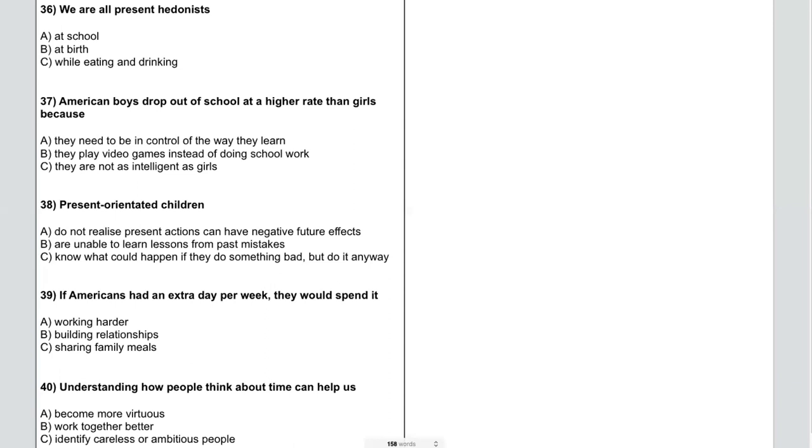You will hear a talk on the topic of time perspectives. First, you have some time to look at questions 31 to 40.